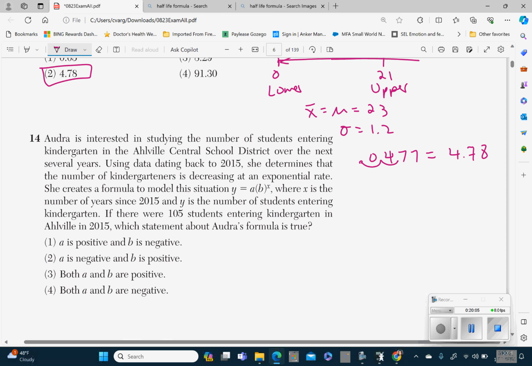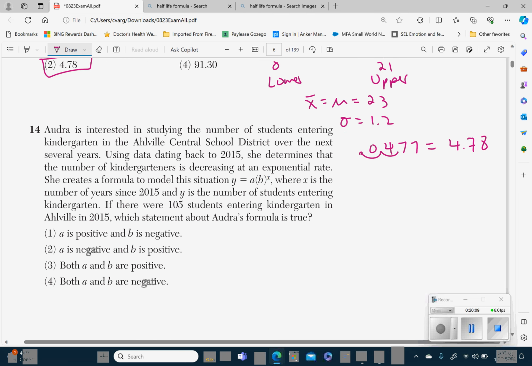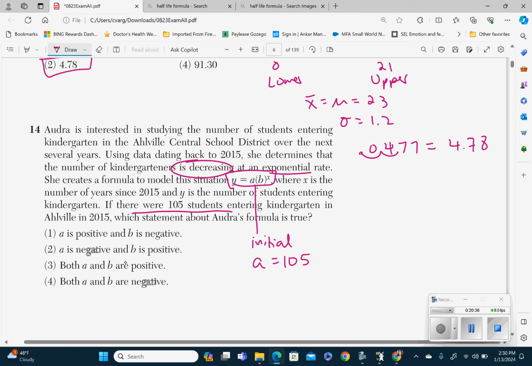All right, next question. This might require you to take a look at this. We have this exponential equation, and we want to find out what A is, our initial amount. If you read the question, 105 students are entering the building, so our A is 105. They're also telling us that it is decreasing at an exponential rate. So we have y equals a b to the x power, and our a is 105.